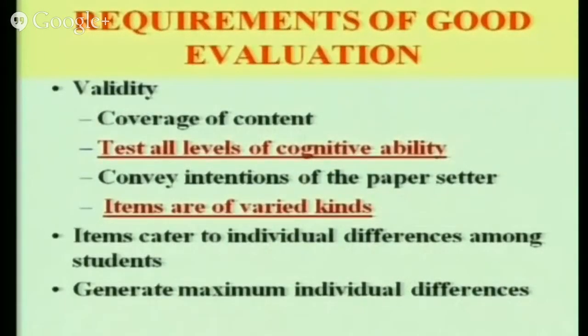Then a good evaluation tries to generate maximum individual differences. Maximum individual differences are generated when the difficulty level of the question is 0.5. That means when 50% of the students are able to answer the question and 50% are unable to answer it, that is the question which normally generates maximum individual differences. And when we try to standardize this, we try to retain items which have a difficulty value between 0.4 and 0.6. That means at least 40% of the students should be able to solve the item, and a maximum of 60%. So good evaluation would lead to generation of maximum individual differences.